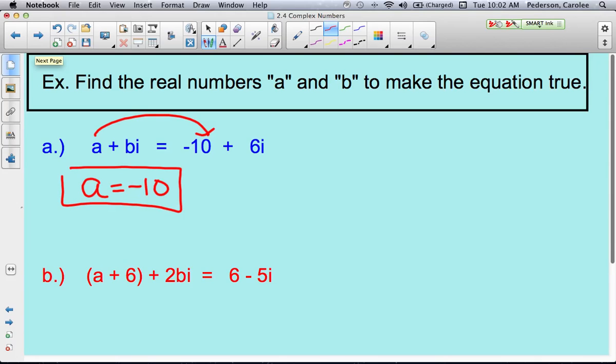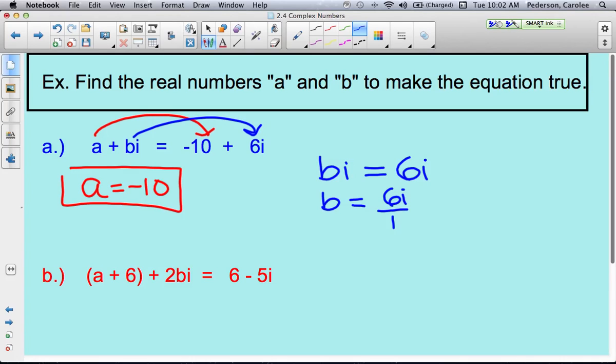Find the real values for A and B that makes that equation true. On the B value, those are your imaginary parts. So the parts that we set equal to each other are the Bi and the 6i. So Bi must equal 6i. So what would B equal in this case? 6. If you want to, you can go ahead and solve that for B by dividing both sides by i. The i's cancel and you get 6.